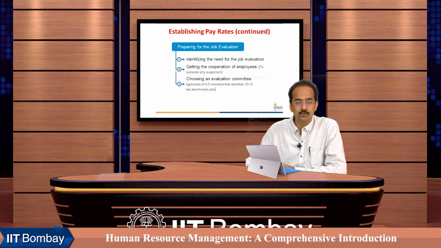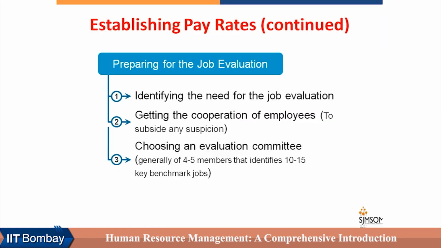Next step is choosing the evaluation committee. Generally the committee is of 3 to 4 people drawn from the employee side. Generally management or owners do not sit in the evaluation committee. They generally identify 10 to 15 key benchmark jobs, and those jobs have to be studied more carefully to understand the different job elements, different job evaluation points in those. After the evaluation committee identifies the benchmark jobs, it is the job of the evaluation committee to actually perform the job evaluation.